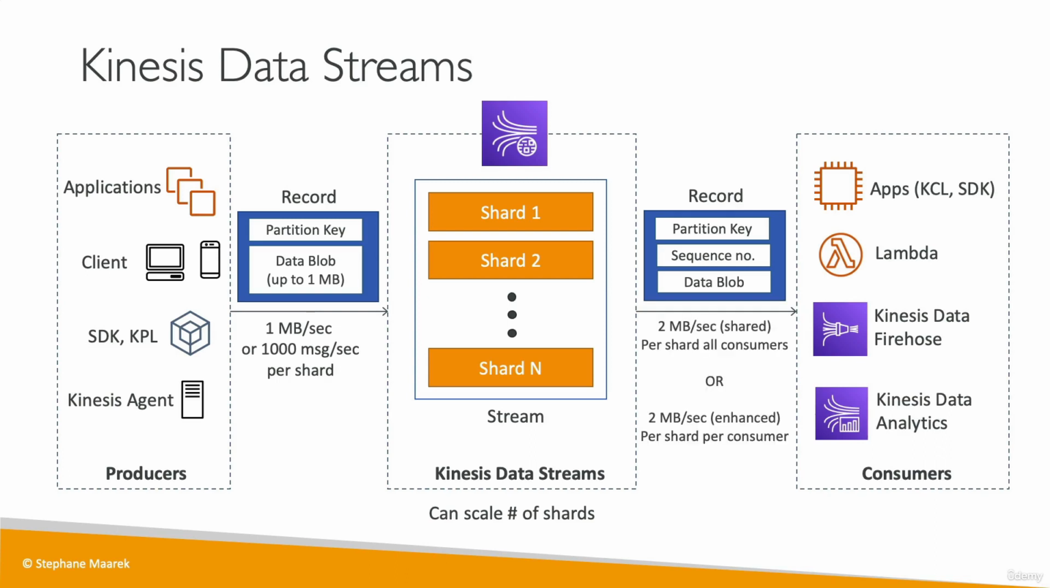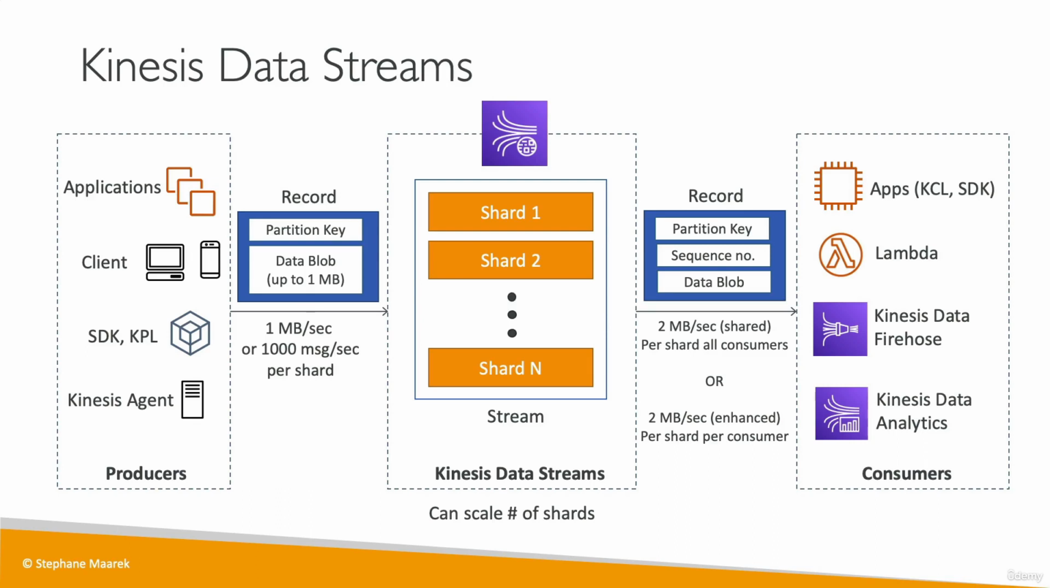Now we have different consumption modes for Kinesis Data Streams. We have 2 megabytes per second of throughput shared among all the consumers per shard, or you get 2 megabytes per second per shard per consumer if you enable the enhanced consumer mode, enhanced fan-out. We will look at it again in this section in greater detail.